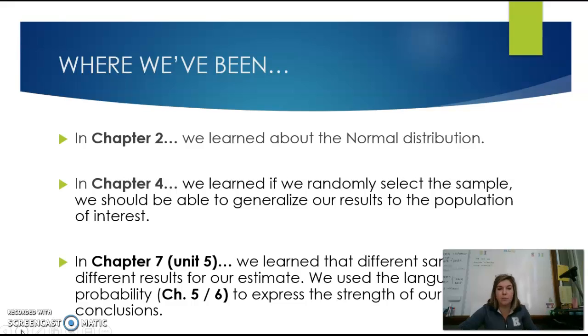So just a little roadmap of where we've been and where we are going. In chapter 2, which was our first topic, we talked about the normal distribution. We did that again in our last unit. In chapter 4, we talked about randomly selecting using samples and experiments. And then in chapter 7, which was what we just finished, sorry, there's topics, chapters, units, we learned that different samples yield different results for an estimate. And then we also talked about probability and being able to come up with conclusions.